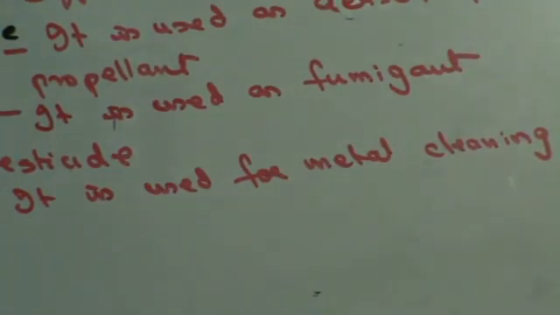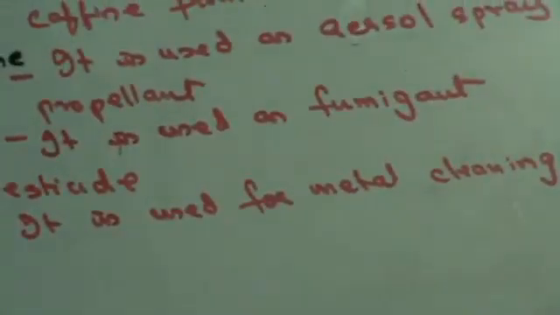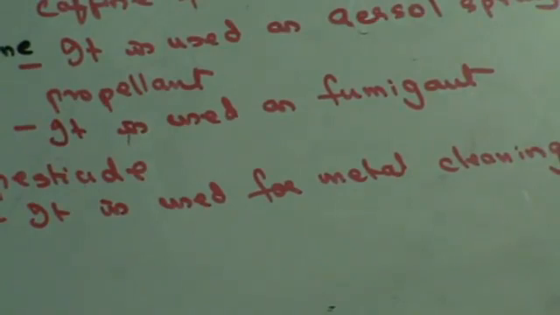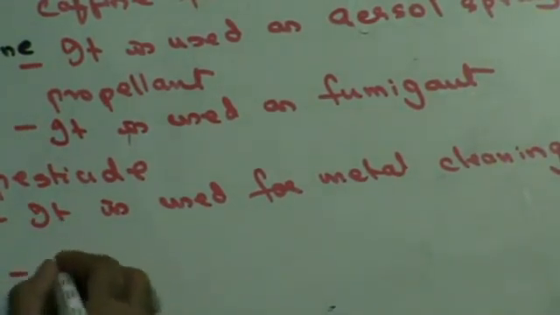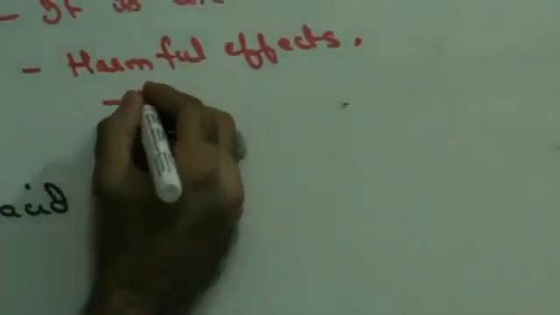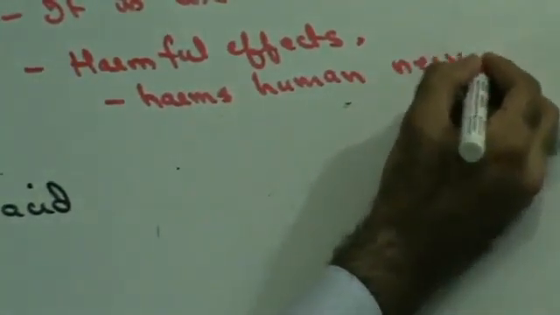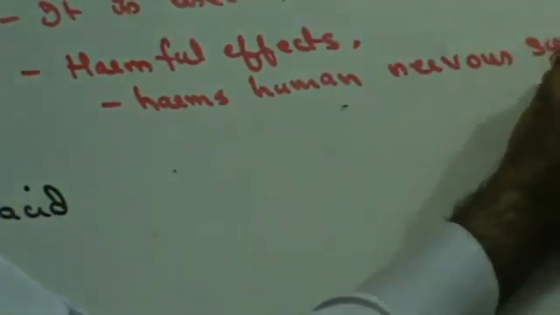Let's see what are the environmental hazards of it. It harms the human nervous system. It causes nausea, dizziness. It may cause impaired vision, hearing. It may damage the cornea if it comes in contact with the eye. So those are the harmful effects of dichloromethane: harms the human nervous system, causes nausea and dizziness.